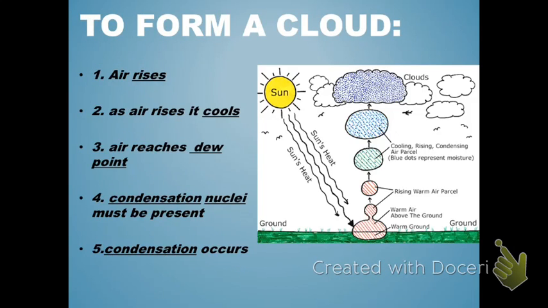Please make sure that you copy, learn, and understand the following steps in cloud formation. First step, air is going to rise up and increase in altitude. Step 2, it is going to begin to cool as it increases in altitude. Step 3, as air reaches the dew point, it's going to begin to condense. Step 4, a condensation nuclei must be present for the water to condense on. Step 5, condensation will occur and clouds begin to develop.